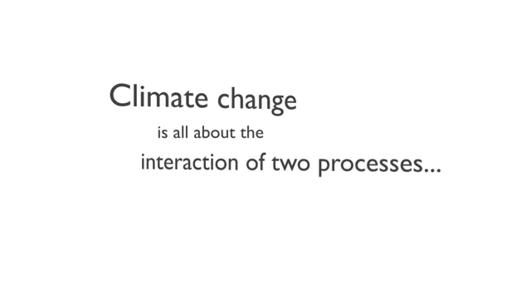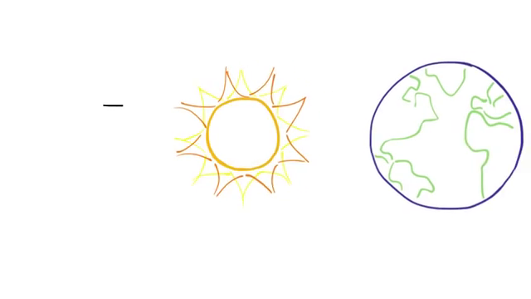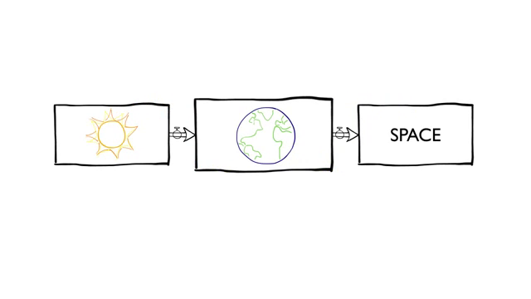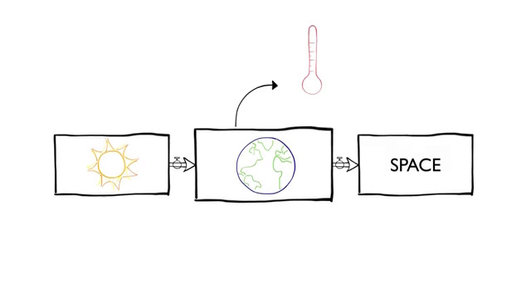As we saw before, climate change is all about the interaction of two processes. The first is energy striking the Earth from the sun, and the radiation of that energy back out into space. That's represented by this stock and flow structure documenting the flow of energy from the sun to the Earth and back out again into space. The temperature of the Earth will of course be a function of the amount of energy that accumulates in the system.